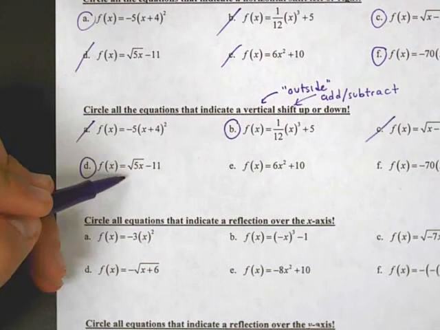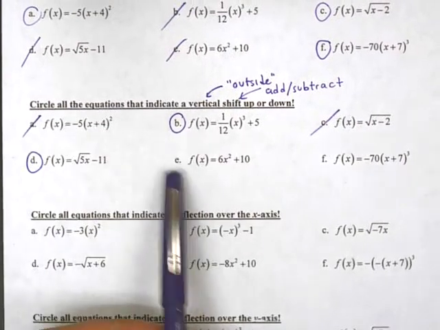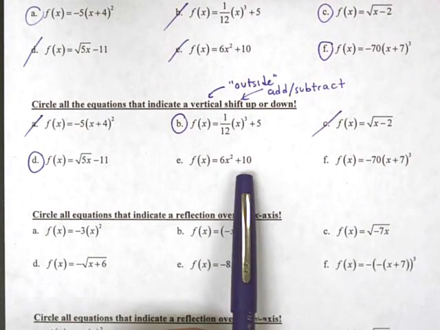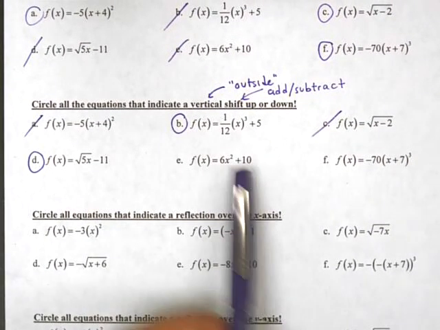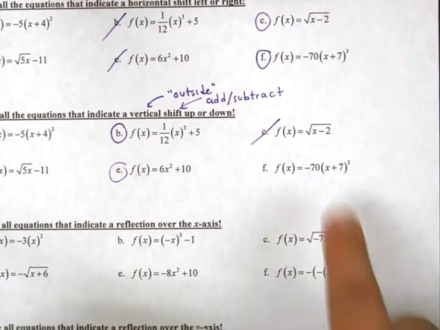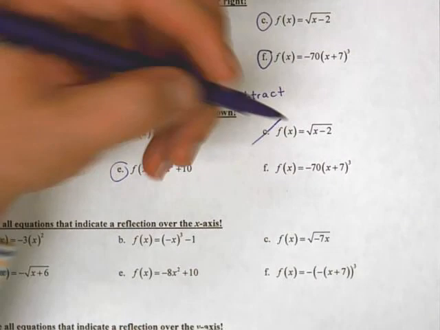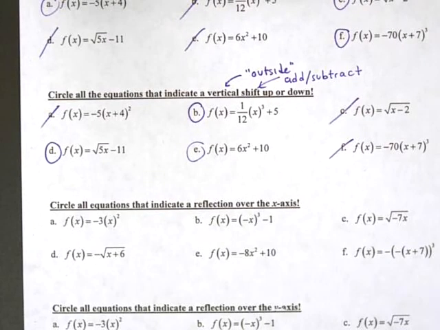D is definitely a yes, right? We're subtracting 11 outside of the square root of 5x. E is also yes, right? We have 6x squared, and then we're adding 10. This would be a shift of 10 units up. And then we know that F, we are adding 7 inside, so this would be a horizontal shift, not a vertical. All right.